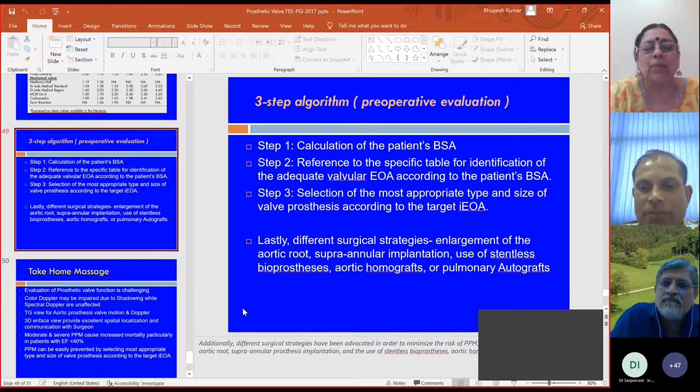So the key point is to plan beforehand and to sensitize the surgeon. If the aortic annulus is small, then sensitize the surgeon to enlarge the aortic root. That is also part of our duty.